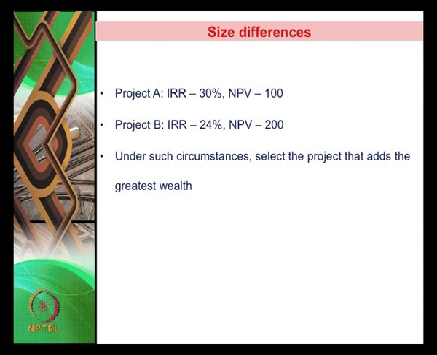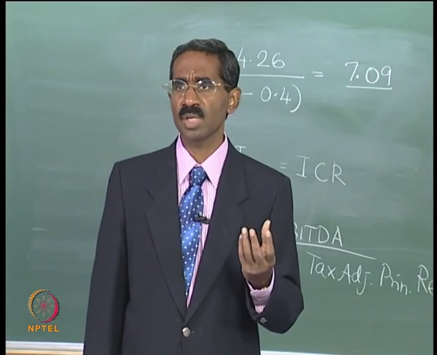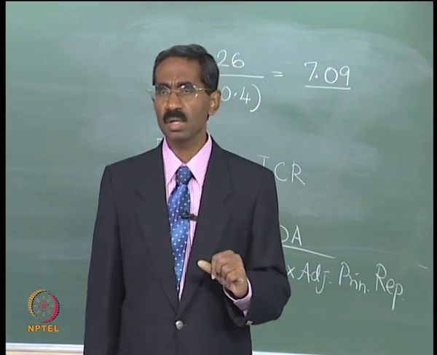But if you use the net present value as the criterion, we will have to choose project B because it has the higher net present value. So, the important thing to realize under these circumstances is which one of them should be used. Should we use the IRR or should we use the net present value?